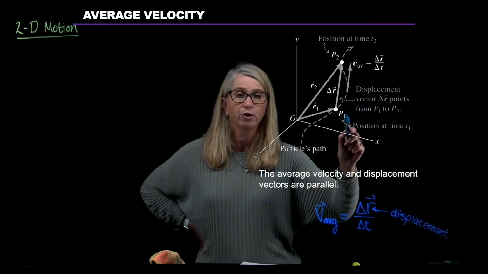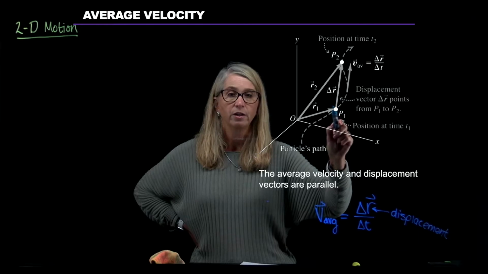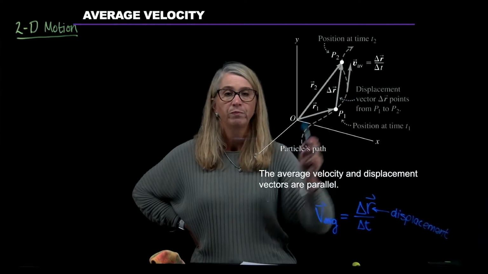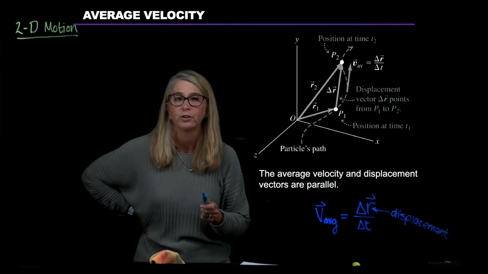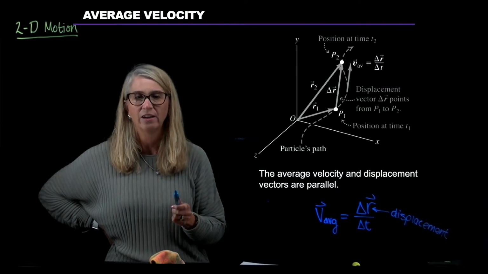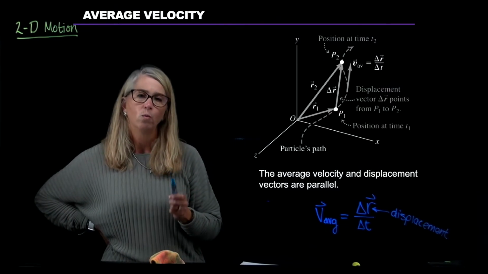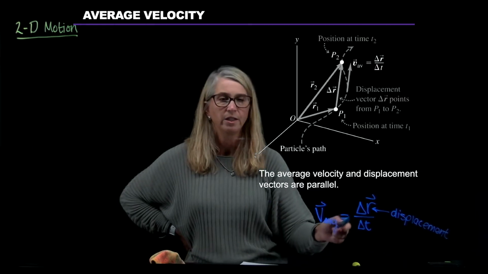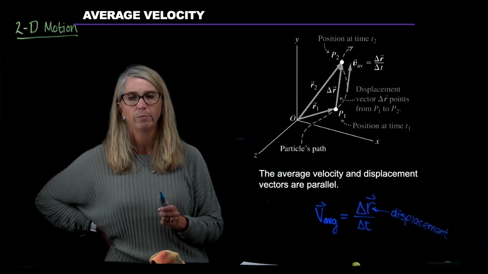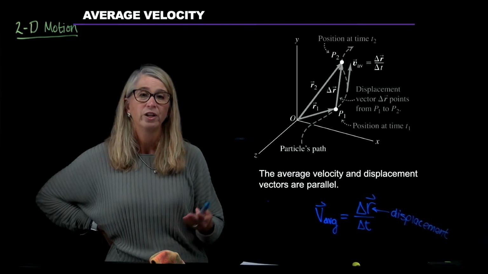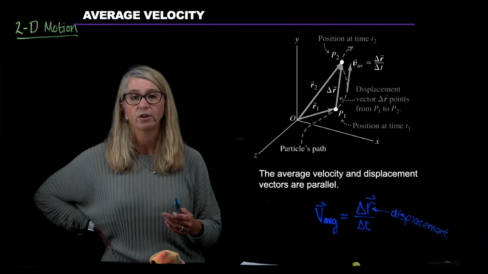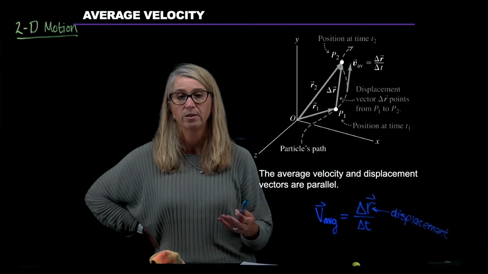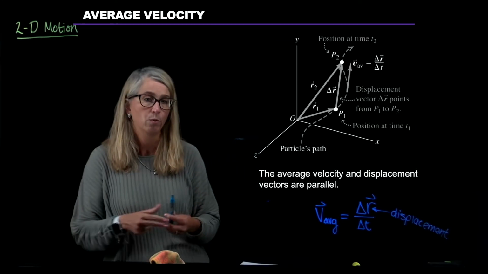And you can see in this picture here is the displacement vector, and then parallel to that is the average velocity vector. So the average velocity vector is parallel to the displacement vector. It won't necessarily be the same length because of the delta t. The time interval that you divide by will possibly change the length of the average velocity vector, but it will still be in the same direction as the displacement vector. And so that's important to see.